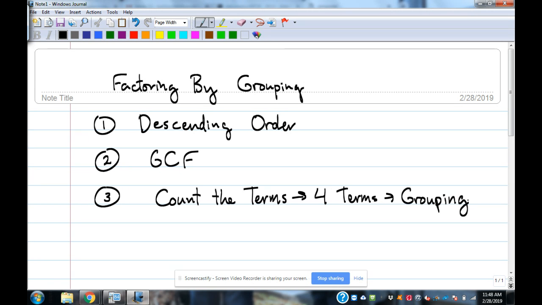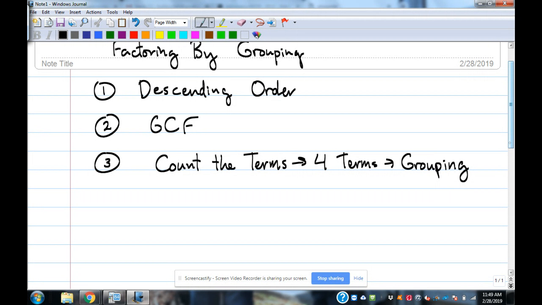Grouping is just doing greatest common factor more than once. That's what grouping is. So it's still doing greatest common factor, but of a smaller part of the problem. So it's kind of like taking the problem and cutting it in half, doing GCF of the first half, GCF of the second half, and then working the final result. So I'm going to show you how to do that. If you understand greatest common factor, grouping is really pretty easy, okay? So 4 terms, we're going to do grouping.